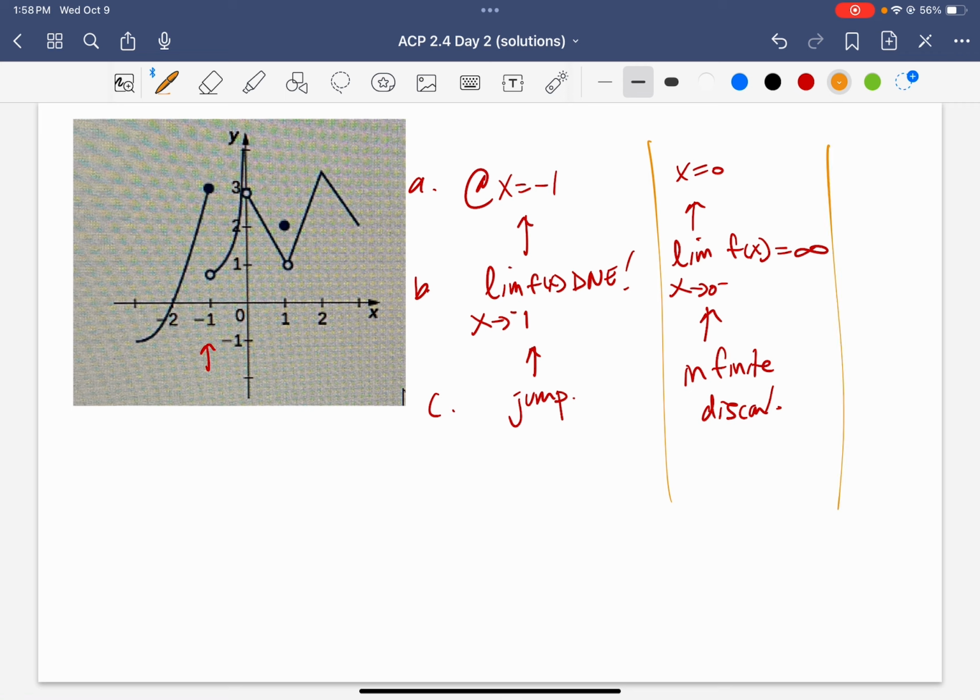Looks like the last one is going to be at x is equal to 1. In this case, the limit as x goes to 1 of f of x does not equal f of 1. So that means that we have a hole. Okay, so that was number 154. So after 154, we do 157.